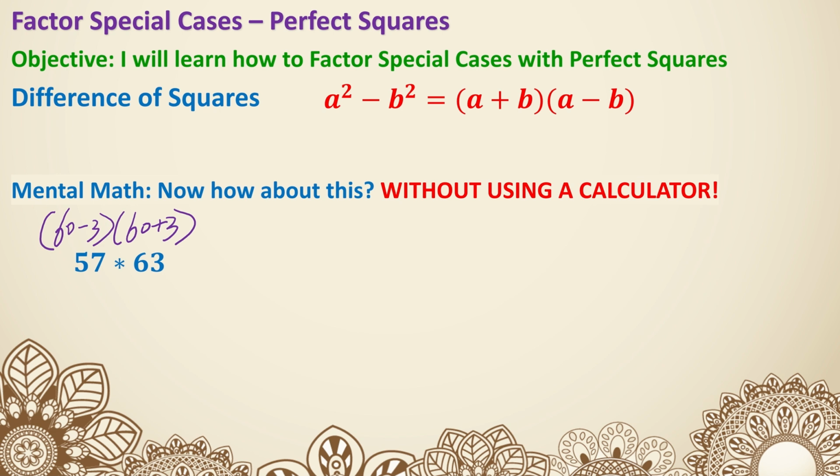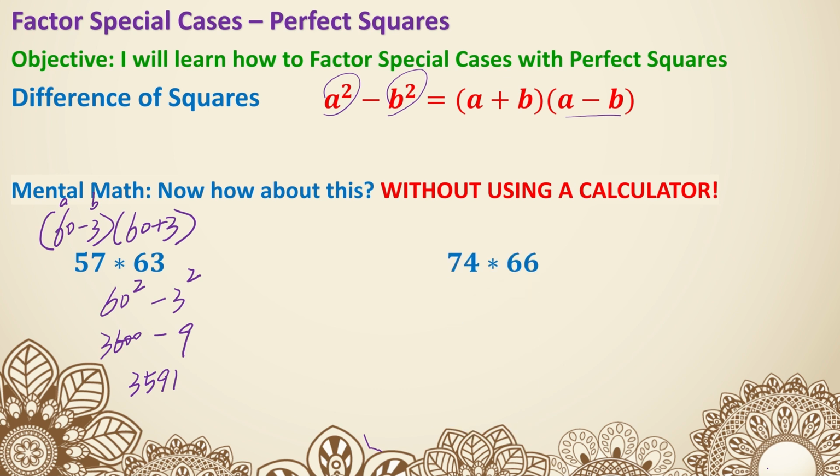So this basically tells us our a is going to be 60 and our b is going to be 3, and we're doing an a plus b and an a minus b, which is just a squared minus b squared. So this is the same as 60 squared subtracting 3 squared, so 3600 subtracting 9, which is 3591. There you go. That's 57 times 63, so it's now time for you to try 74 times 66.